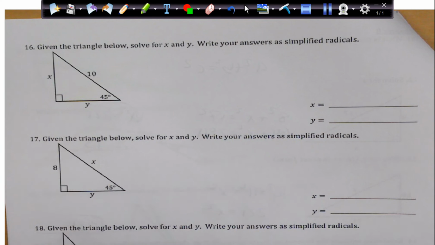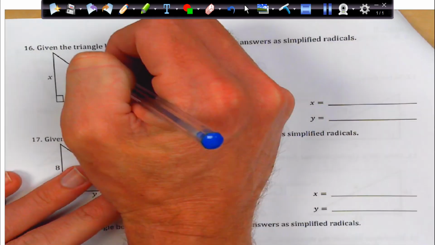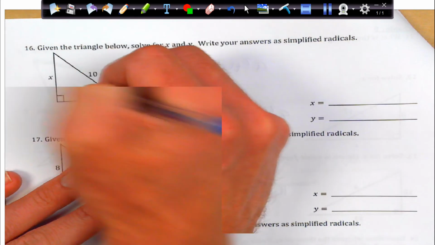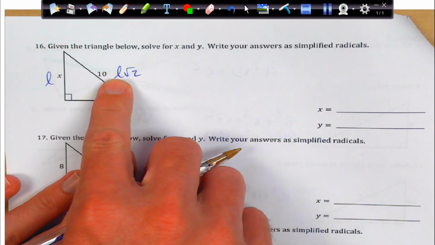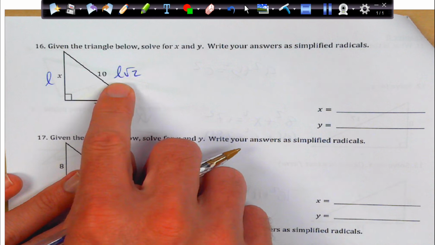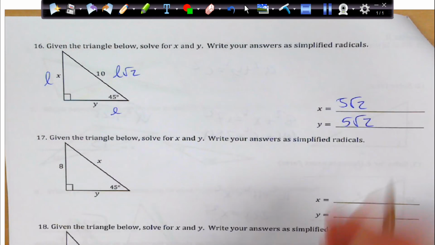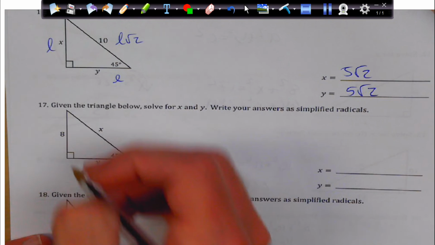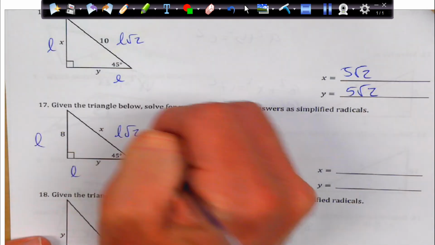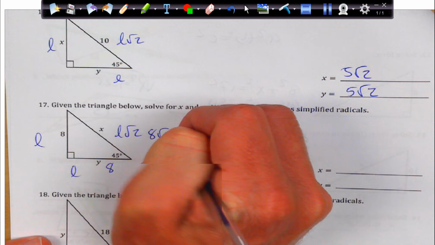Given the triangle, solve for x and y. So this is in the L root 2 position, and this is L and L. So if you have 10 in the L root 2 position, you're going to divide by 2, multiply by root 2. So you should get 5 root 2, 5 root 2. This one's even easier because it's L, L, L root 2, so this is going to be 8, and this is going to be 8 root 2.